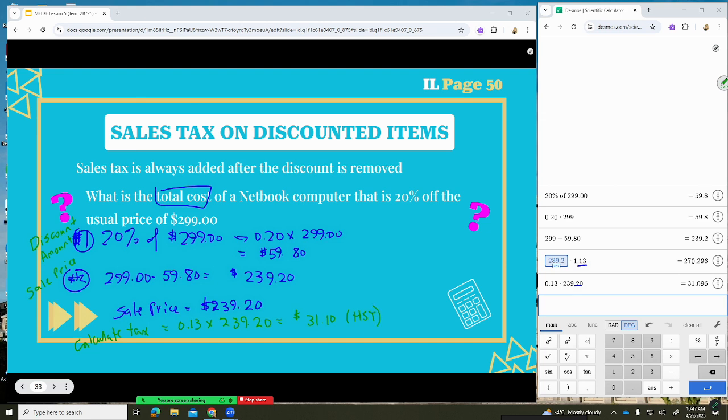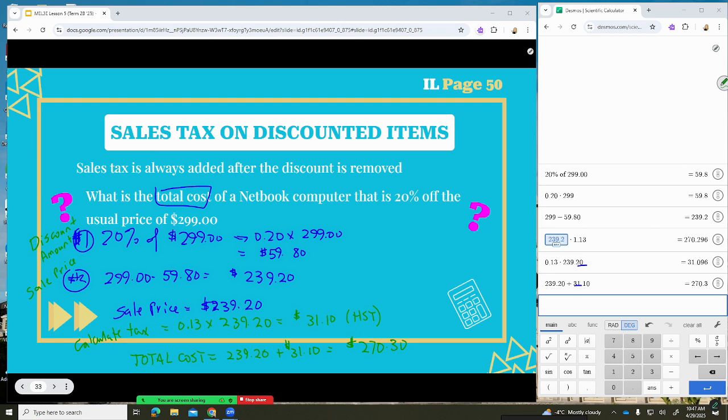Then step 4 is to find total cost. So that's my sale price of $239.20 plus HST of $31.10. I'm going to add them together. $239.20 plus $31.10 equals $270.30.